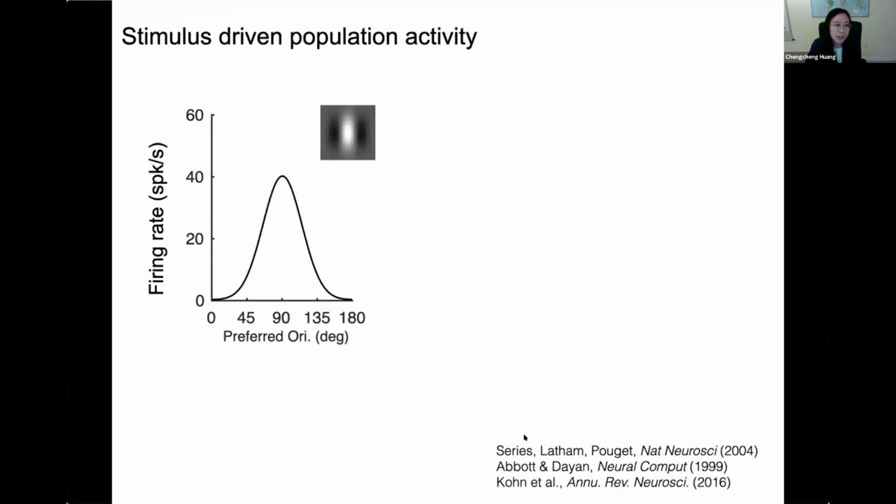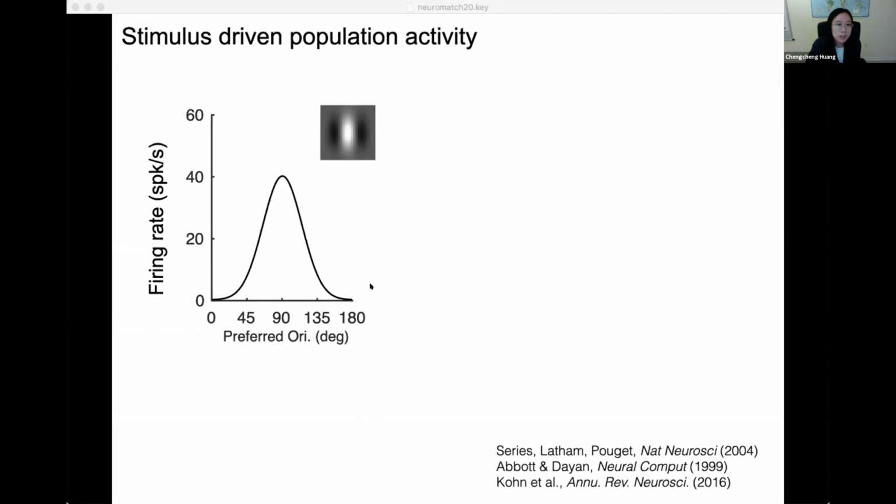Here we consider only a very simple stimulus parameter, that is the orientation of a Gabor image. Here I show you trial-averaged population firing rates as a function of the preferred orientation of the neuron. It is well known that neurons in the visual cortex are selective to orientations, so the population firing rates would peak at the neurons that are most selective to the orientation of the image.